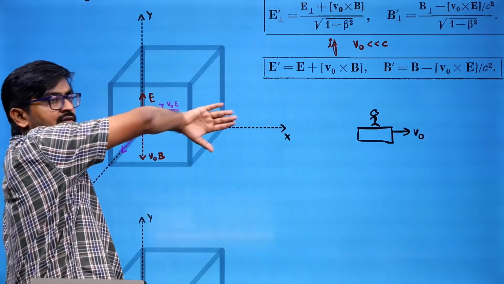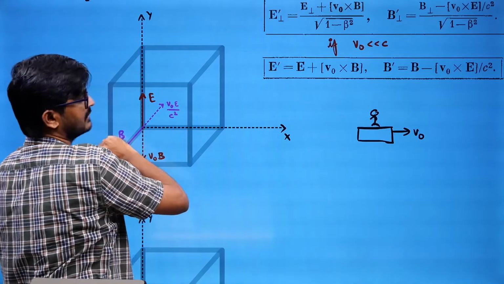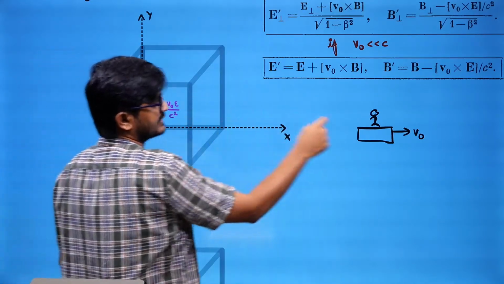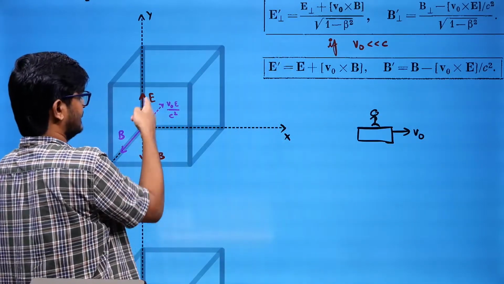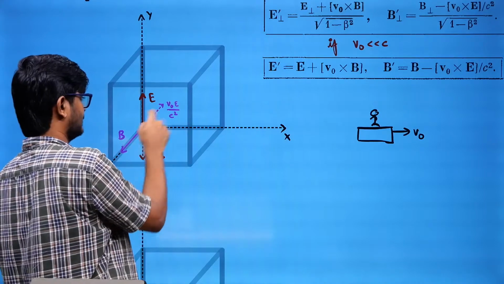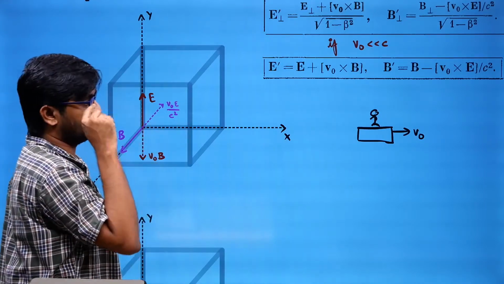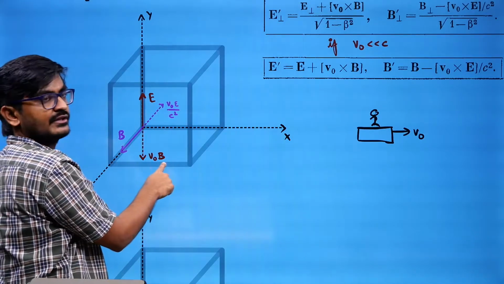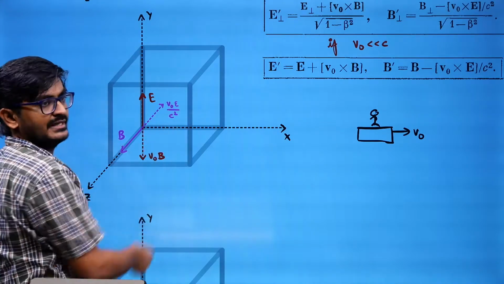v naught bar cross E bar is going to be in this direction, but it is minus, so it is going to be in this direction. So this is this term. I need to add these two, or, since they are in opposite directions, I can subtract. Then I will get the net electric field and the net magnetic field in the new frame. In the new frame, what is the net electric field? E minus v naught into B. What is the net magnetic field? B minus v naught into E by c square.